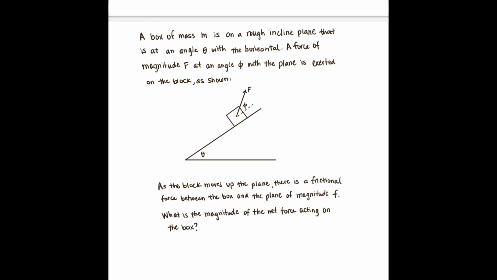For this physics problem, we'll be dealing with an inclined plane. We're told that a box of mass m is on a rough inclined plane that has an angle theta with the horizontal. A force of magnitude F at an angle phi with the plane is exerted on the block as shown. As the block moves up the plane, there is a frictional force between the box and the plane of magnitude lowercase f. What is the magnitude of the net force acting on the box?